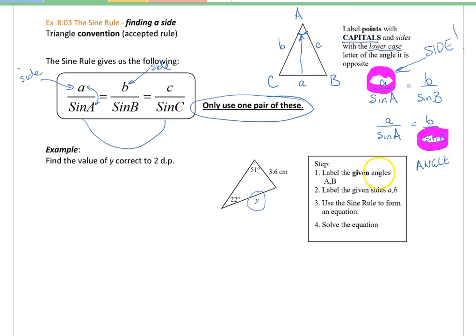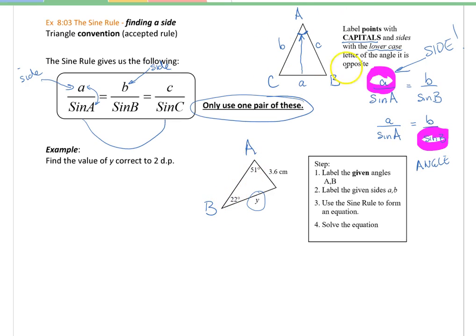So, a little 4-step method for you to follow in order to be able to find this side. And note this triangle is not right angled. We're not using the sine ratio, we're using the sine rule. It says label the given angles A and B. Okay, let's say I call this one angle A and this angle, angle B.